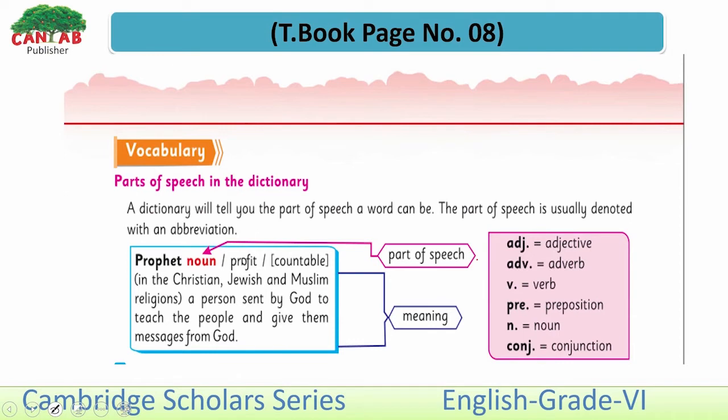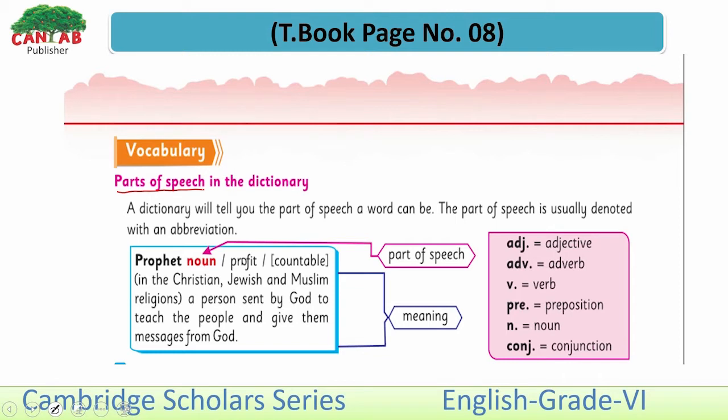If you look at the page number 8, you will find a vocabulary section here. See what it says. Parts of speech in the dictionary. A dictionary will tell you the part of speech a word can be. The part of speech is usually denoted with an abbreviation. Denoted means written and abbreviation means written in a short form.